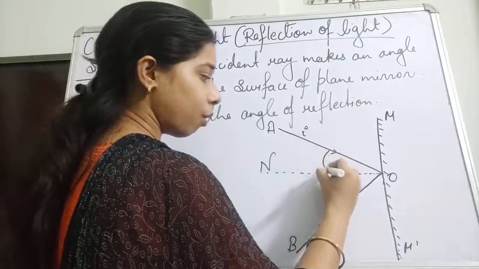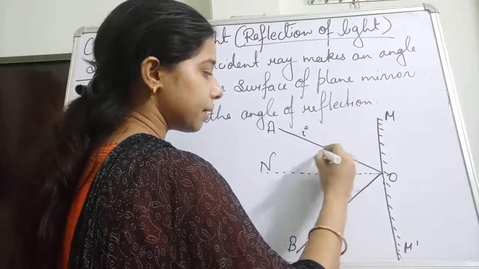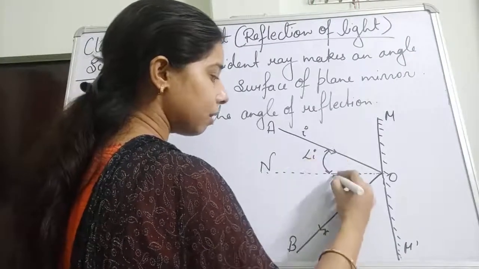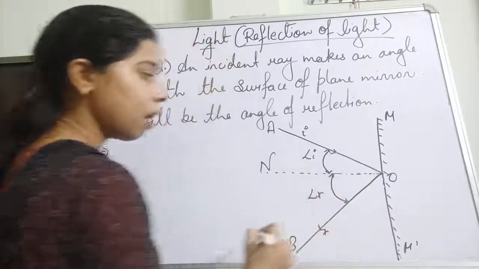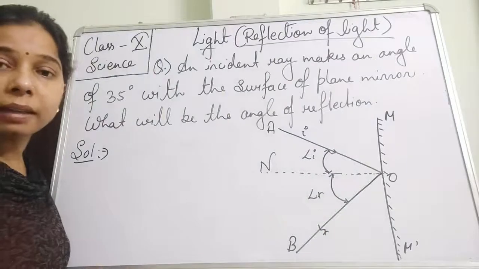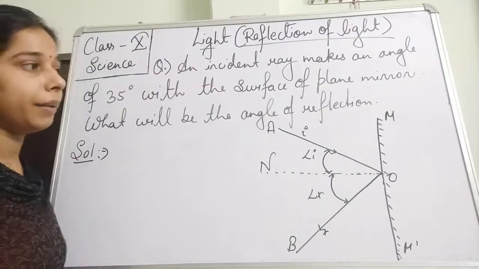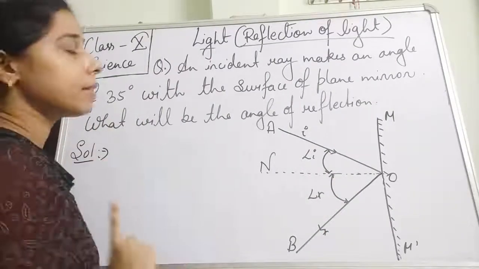This will be the angle of incidence, students, represented by angle I, and this will be the angle of reflection, which is represented by angle R. Now we have to find the angle I and angle R here. So try to understand the question.